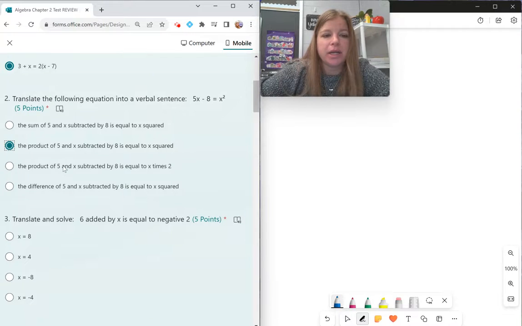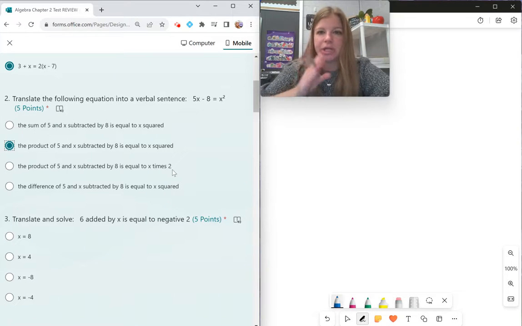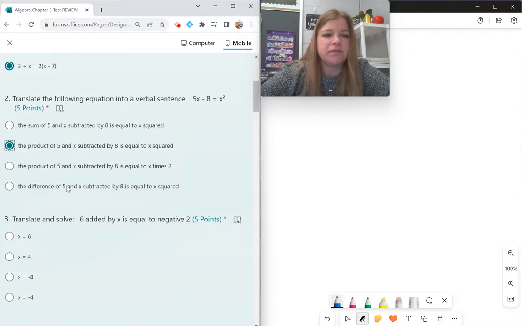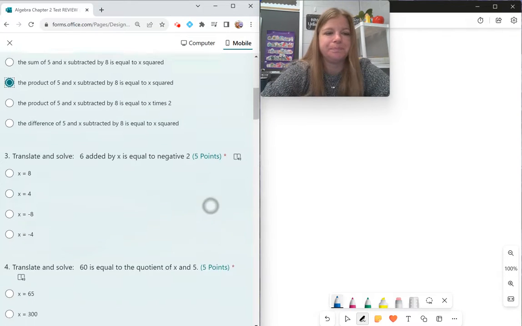The next one, the product of 5 and x sounds good. Subtracted by 8 sounds good. Is equal to x times 2. X times 2 would look like 2x, so that one's not correct. The last one, the difference of 5 and x subtracted by 8 is equal to x squared. Well, the difference of 5 and x would look like 5 minus x, so that one's no good.